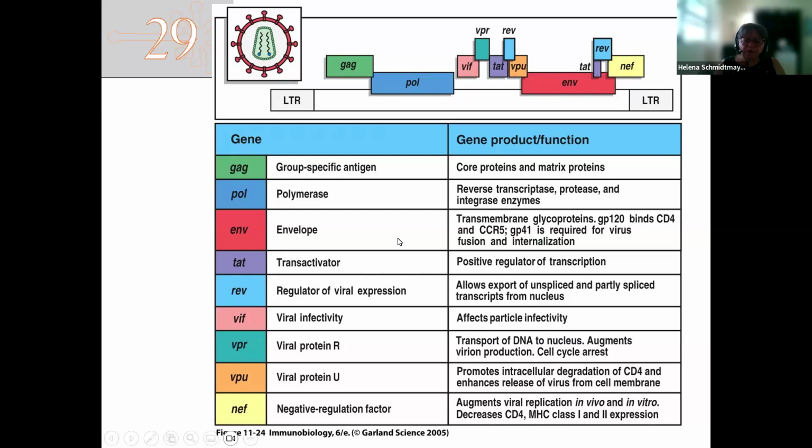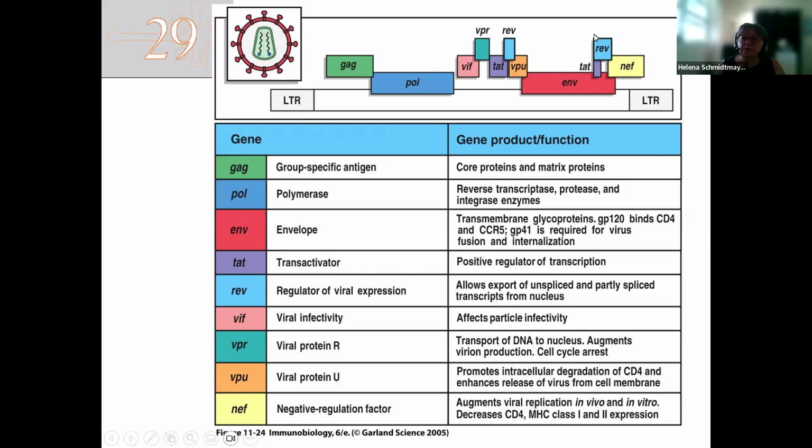These three groups of genes are common for all retroviruses. However, as we said before, HIV also encodes accessory proteins, which play a very important role. Let's start with TAT, transactivator. You can see TAT on the 5' and 3' end of envelope, so it means it will be spliced. And it is very important to regulate transcription to assure that viral RNA is transcribed efficiently.